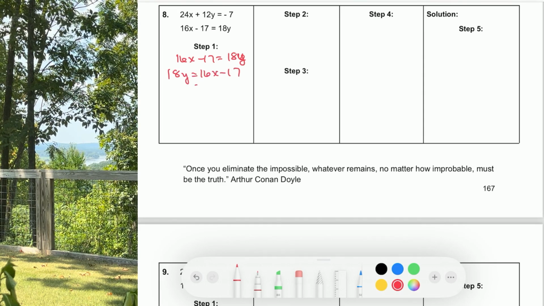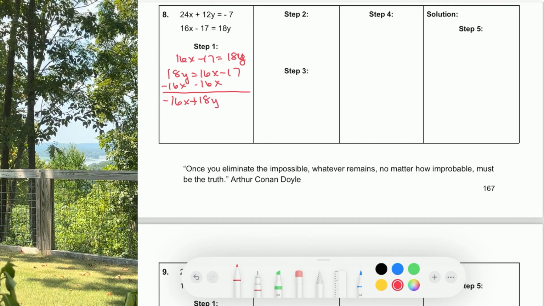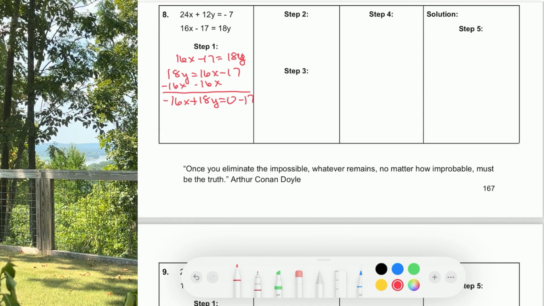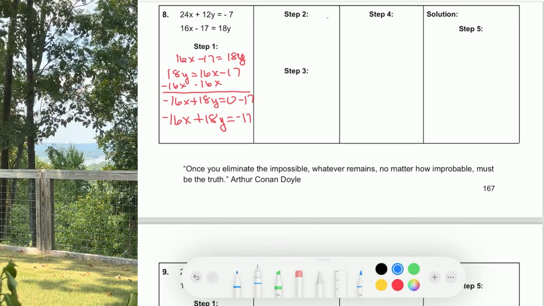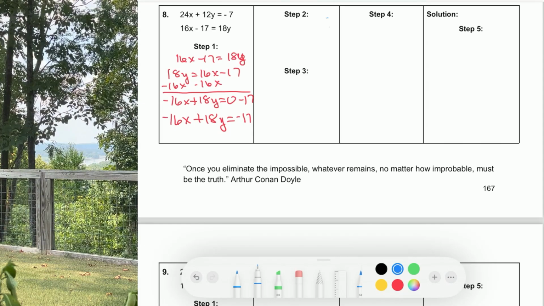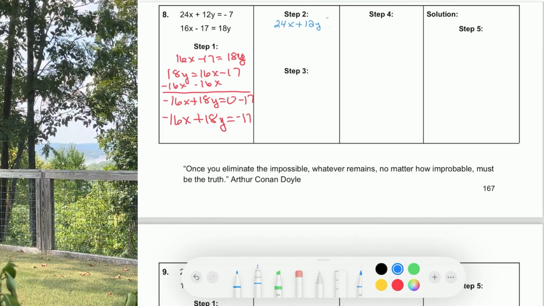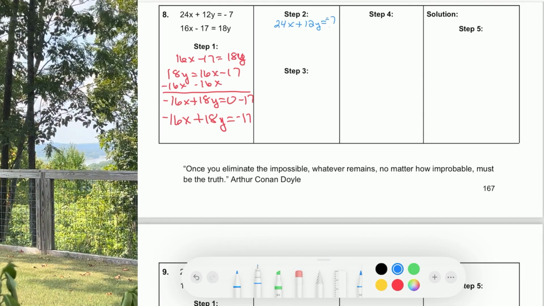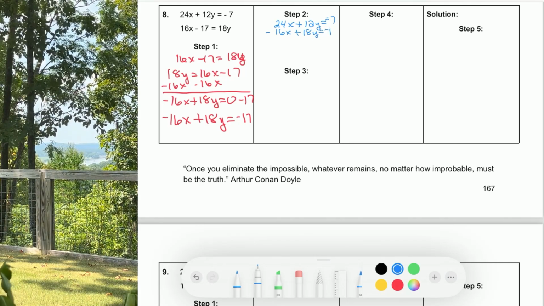And this shows me that I need to move my x to the same side as my y. And I get negative 16x plus 18y equals 0 minus 17. So my new version of the same equation is this right here. All right, so now we can move on to step 2 where we write our equations over here. I have 24x plus 12y equals negative 7. And then I have negative 16x plus 18y equals negative 17.